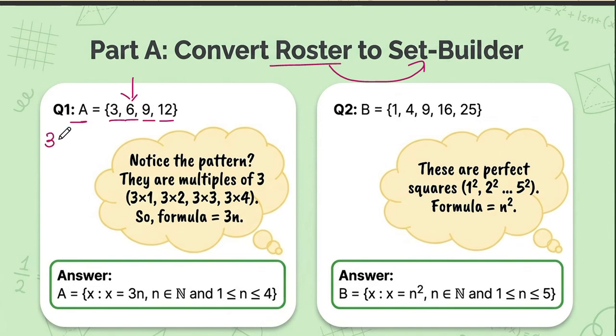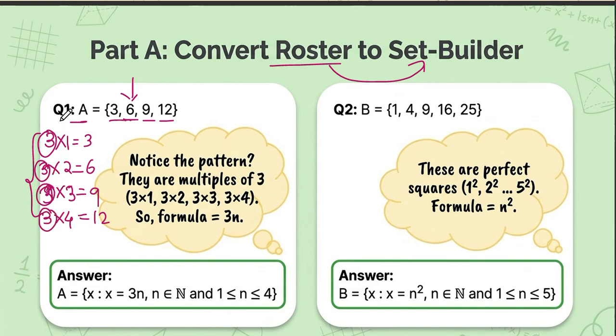3. 3 can be written as 3 multiplied by 1, which is 3. Then 6. 6 is nothing but 3 into 2. Then 9. So 9 can be written as 3 into 3. After that 12 is nothing but 3 into 4. So what is the pattern? You can see that in all these numbers, 3 is common. 3, 3, 3 is common. The multiplication is also common. After the multiplication, whatever number is there, that is changing: 1, 2, 3, 4.